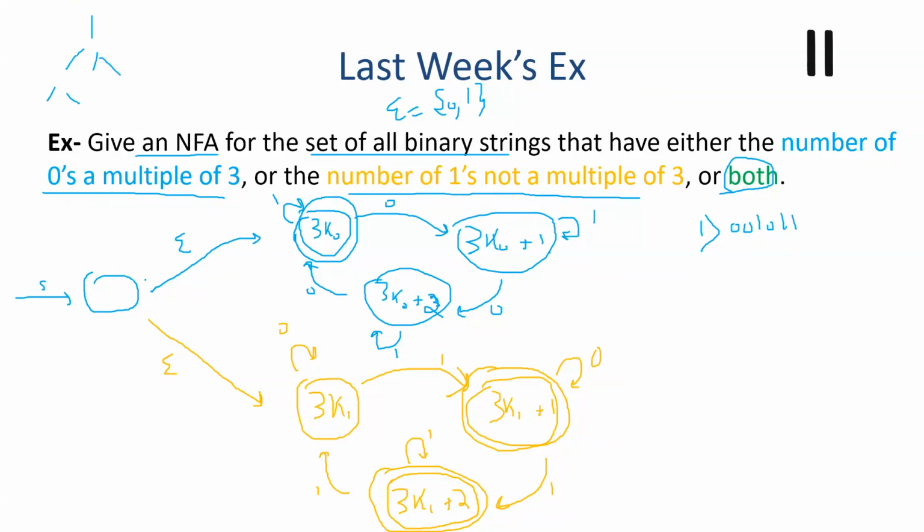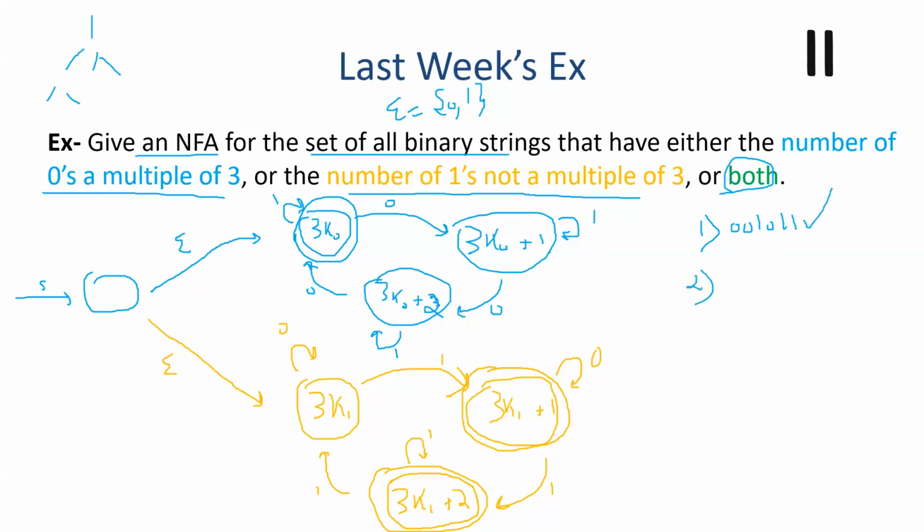And since the start state is already the fork in our NFA, I can either go up or I can go down. If I go up to the blue part, what does the blue do? It checks if the 0 is a multiple of 3. So if it goes up, it gets accepted, which is correct. That's for the first case.